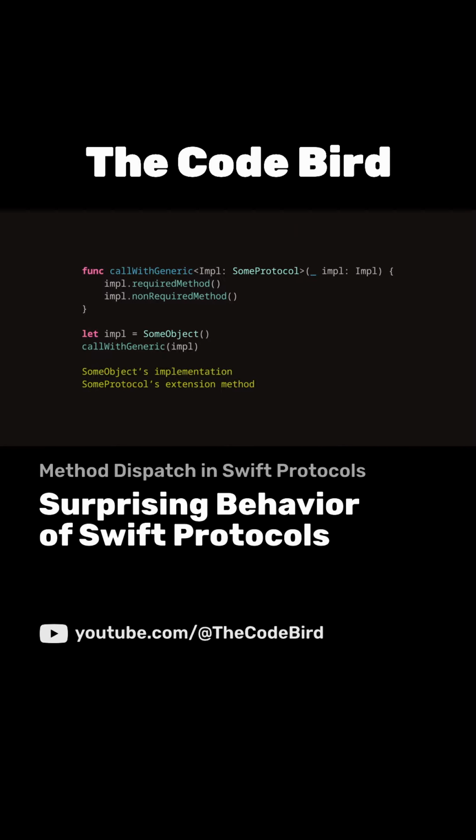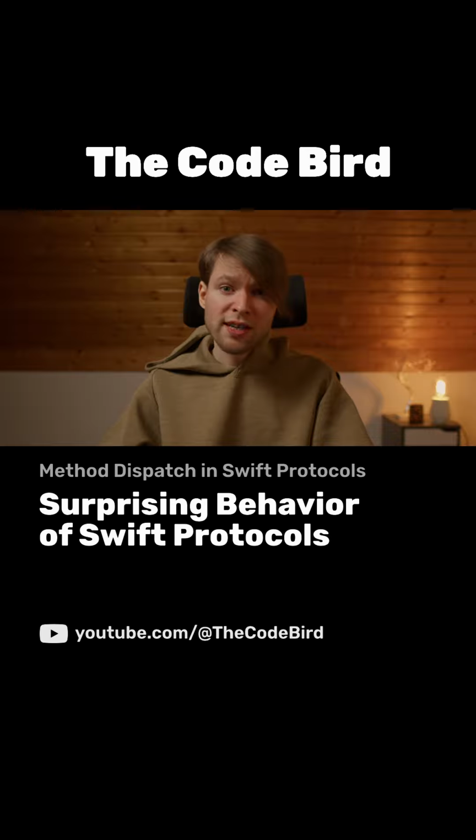Just like in the previous scenario, you get the required method from the struct, but the non-required method from the protocol extension. Protocol extensions always use static dispatch, and because of that, the compiler doesn't even try to look for any alternative implementations.